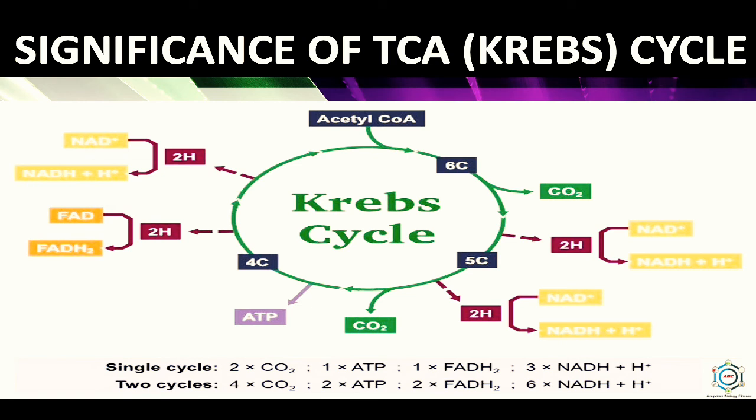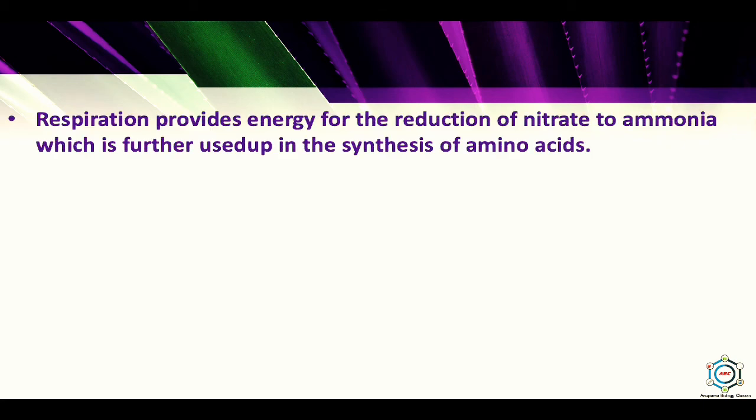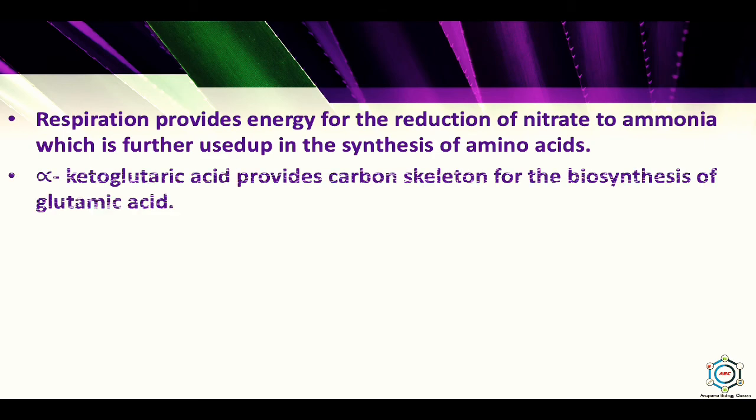This Krebs cycle also provides carbon skeletons or raw material for various anabolic processes. Many intermediates of the tricarboxylic acid cycle are further metabolized to produce amino acids, proteins, nucleic acids, and other metabolic products. For example, respiration provides energy for the reduction of nitrate to ammonia, which is further used in the synthesis of amino acids. Alpha-ketoglutaric acid provides the carbon skeleton for the biosynthesis of glutamic acid.